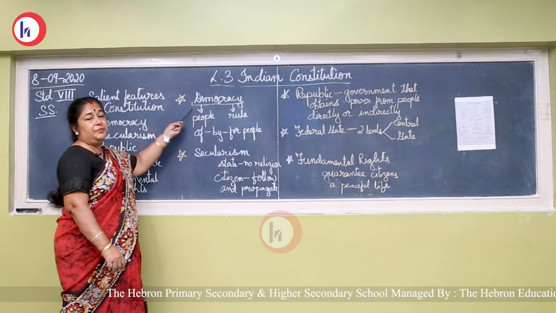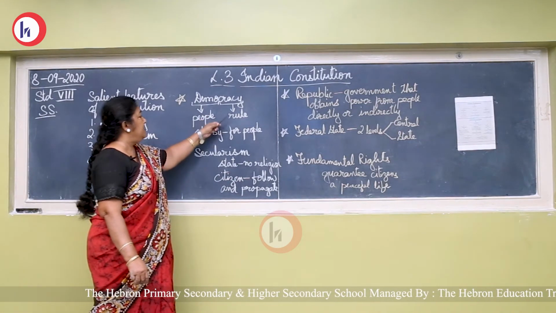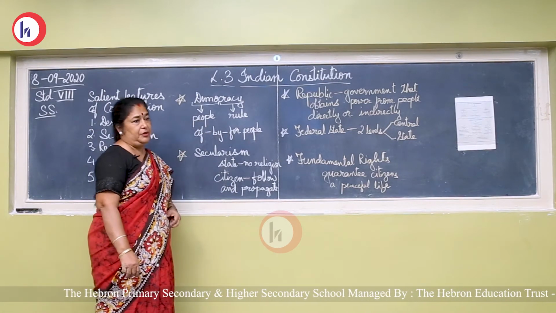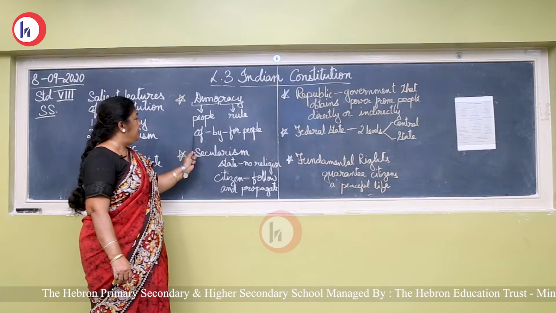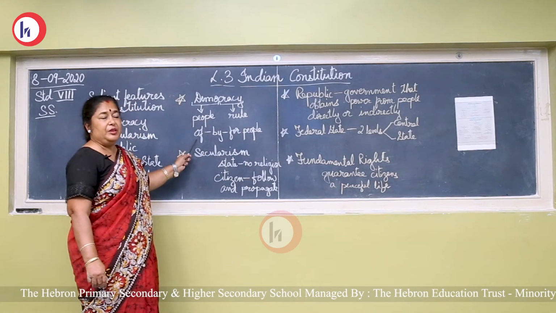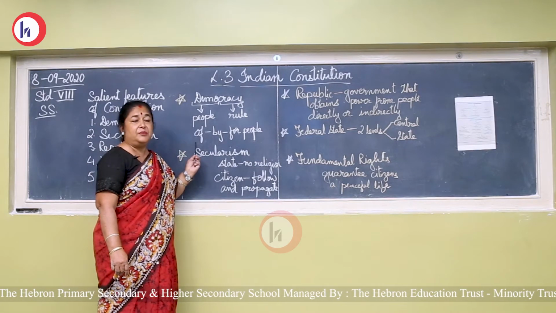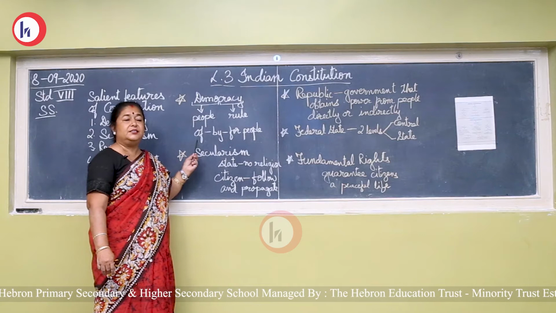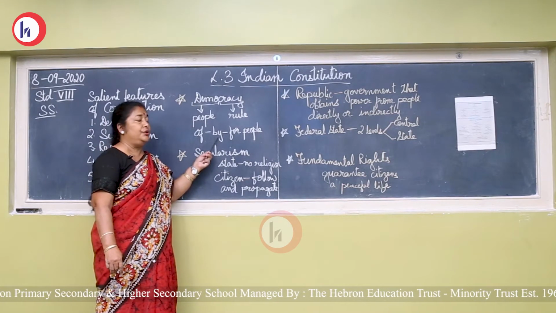Democracy. What do we mean by democracy? Demo means people and cracy means rule. That is, democracy means the rule of the people. It is a saying: of the people, by the people, and for the people. Of the people means it is formed from among the people; the representatives of the Indian citizens govern the country. By the people, we only select who are going to do it.